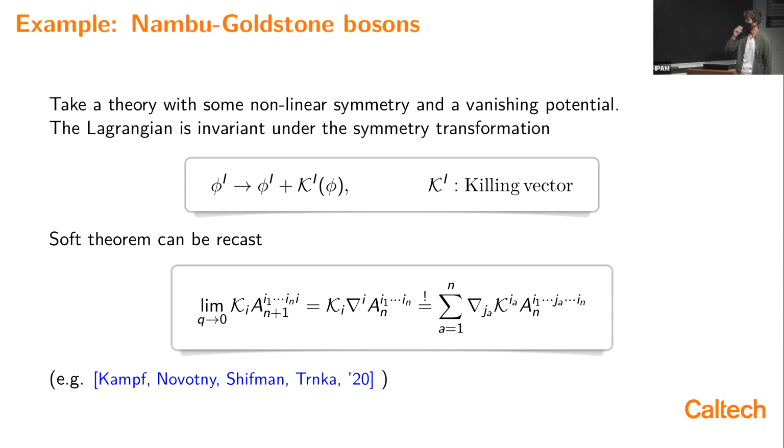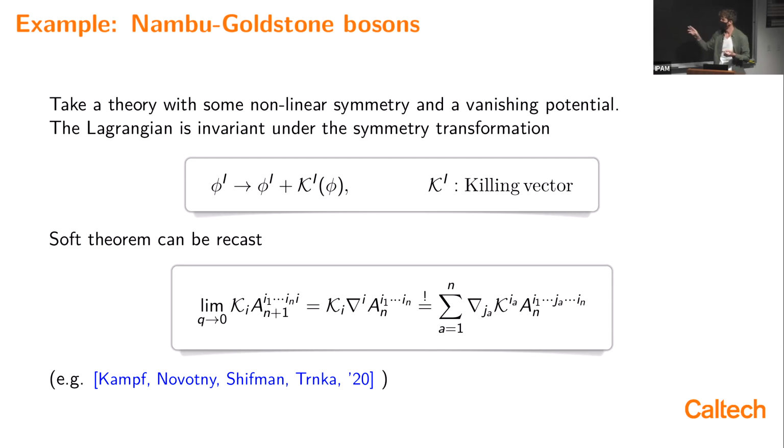And because you have this Killing vector, what you can do in the soft theorem is contract this Killing vector into the amplitude. So you start with the n+1 amplitude here. You want to take the leg of particle i soft. And before that, you just contract it with this Killing vector in that direction. And then the soft limit produces this covariant derivative, now contracted against the Killing vector here.